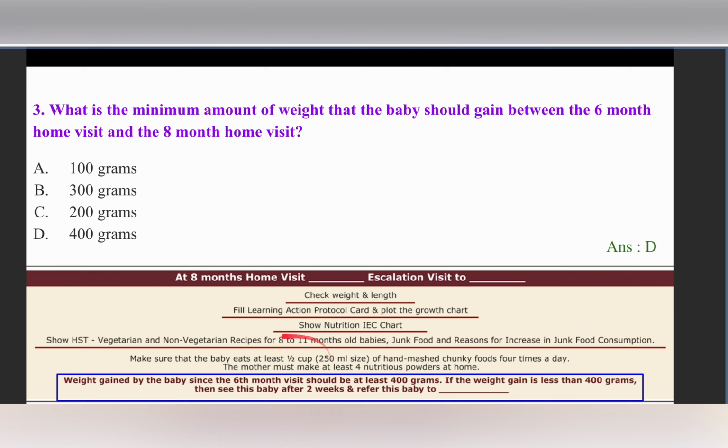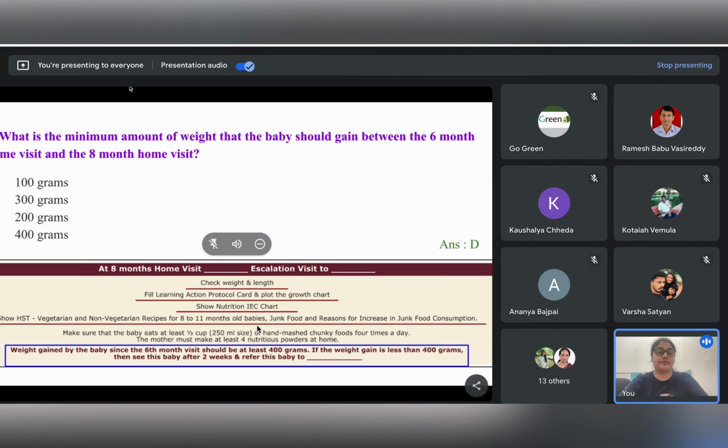months of age, it is half a cup of hand mashed chunky food. If you remember, we had discussed that at 7 months and at 8 months of age, they have specific consistencies of food, right? So it should be soft, mushy, chunky, and these are very important: what is the consistency of the food and what is the amount of the food.